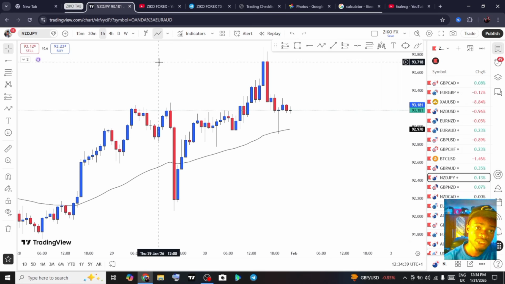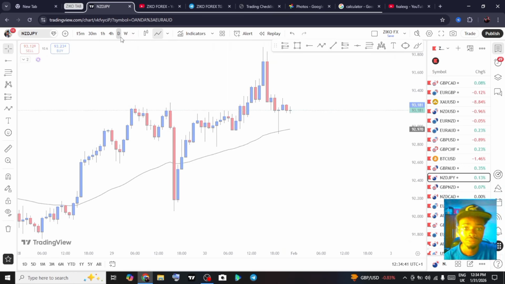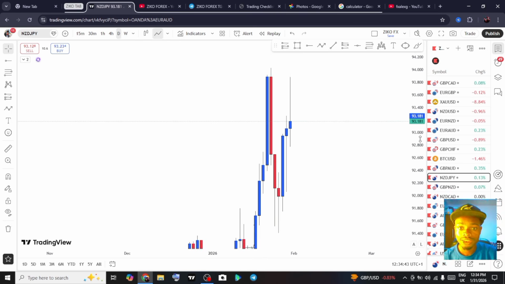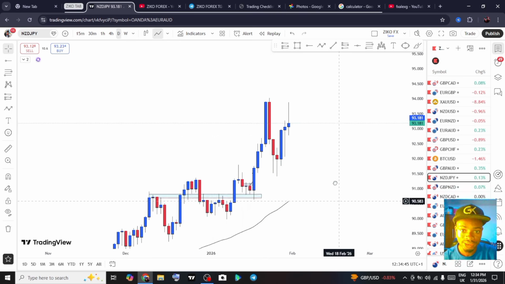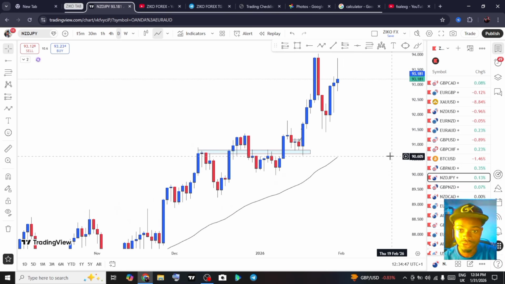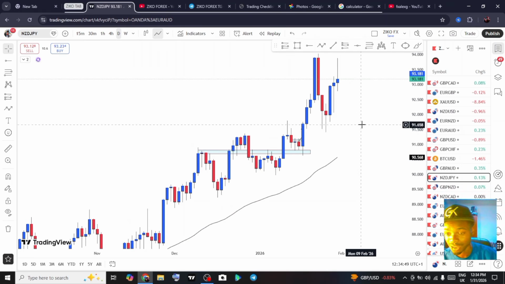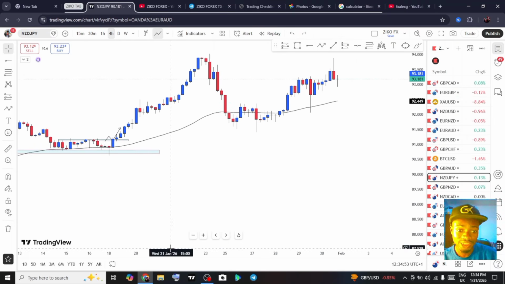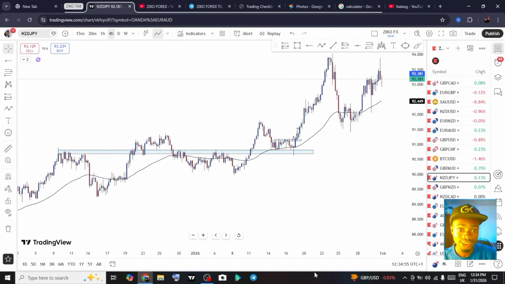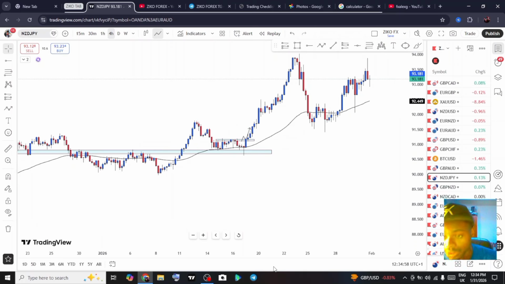NZD-JPY is the next pair. Let's see what we have there. Alright, so NZD-JPY daily time frame is clearly bullish, as you can see, and we don't have an area of interest, so there's basically nothing for us to do on this market. Let's check the 4 hour time frame to see if we can potentially get anything there. As you can see, there's nothing. We cannot take NZD-JPY next week, right?